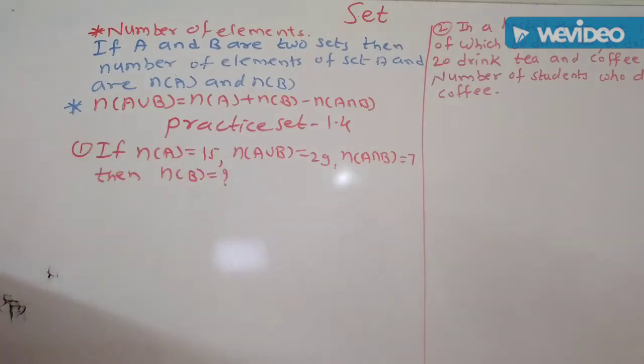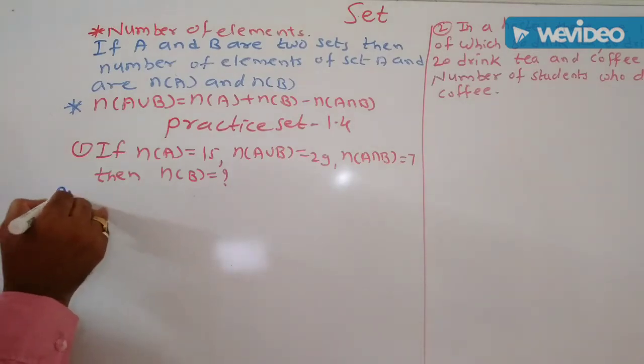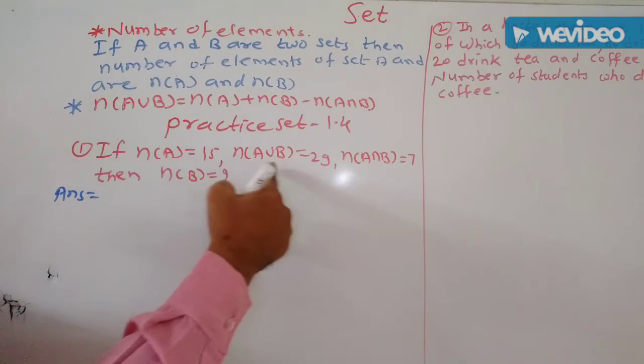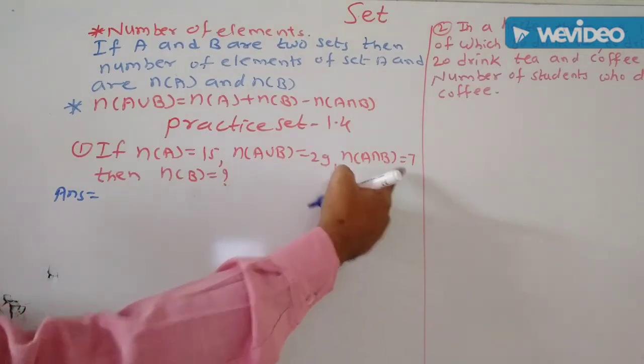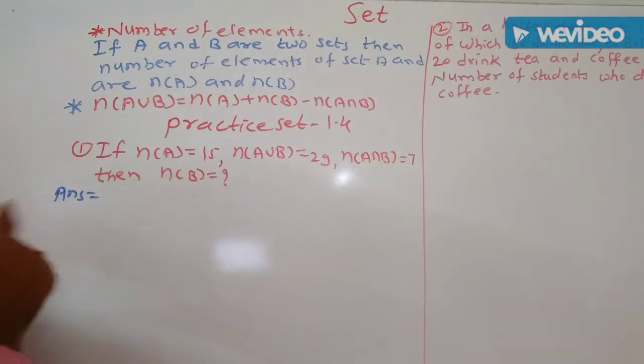Now, depending on this relation, we take the practice set 1.4. First example is given. If n(A) is equal to 15, n(A union B) is equal to 29, n(A intersection B) is given 7, find n(B).